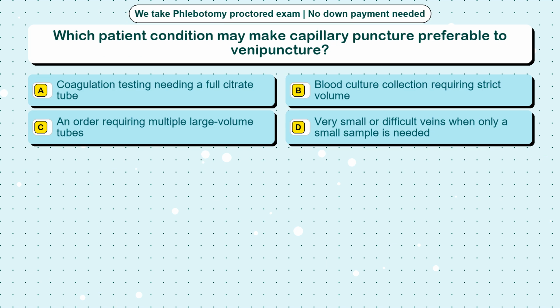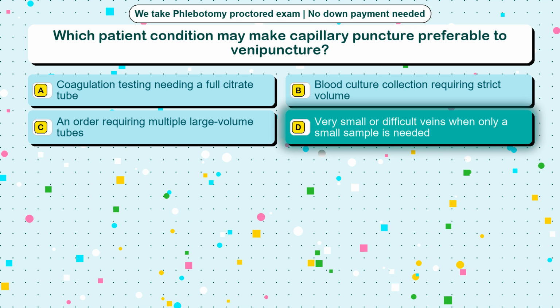Question 58. Which patient condition may make capillary puncture preferable to venipuncture? Option A. Coagulation testing needing a full citrate tube. Option B. Blood culture collection requiring strict volume. Option C. An order requiring multiple large volume tubes. Option D. Very small or difficult veins when only a small sample is needed.